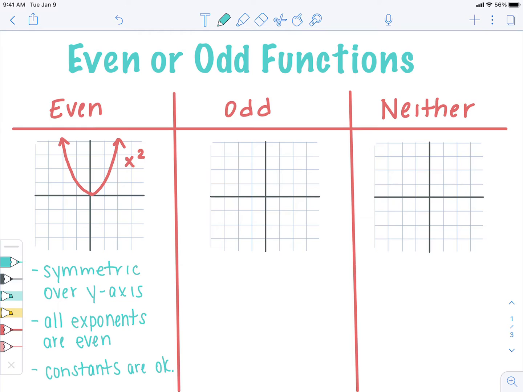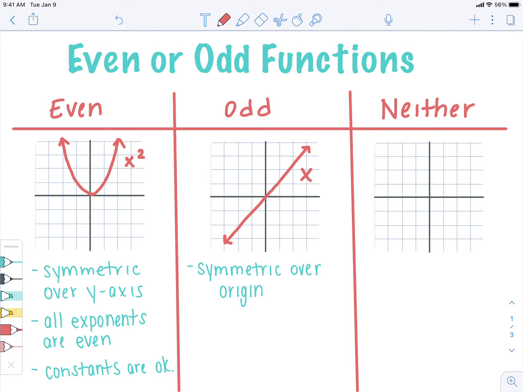An odd function is going to be symmetric over the origin, which kind of makes it nice to remember. Odd and origin, the O's go together. So this is symmetric over origin. Our most basic odd function is just our linear function, x.